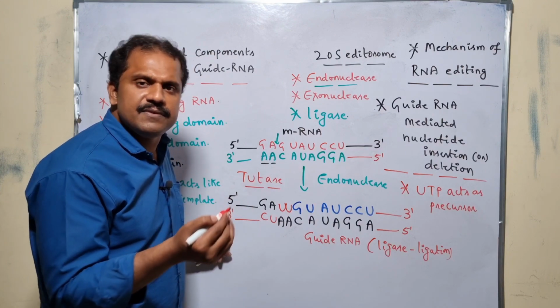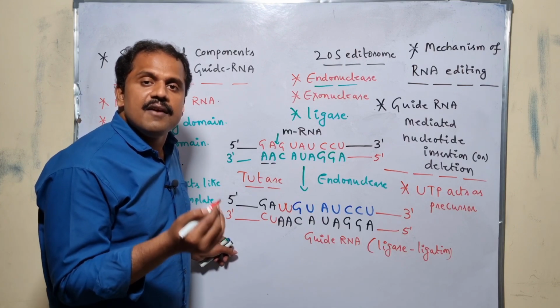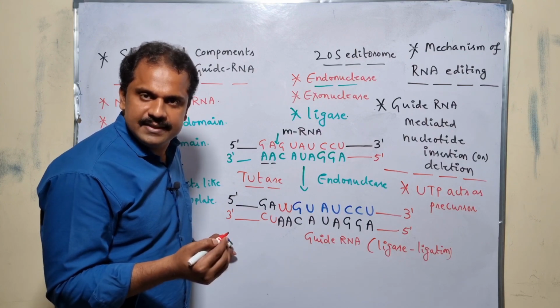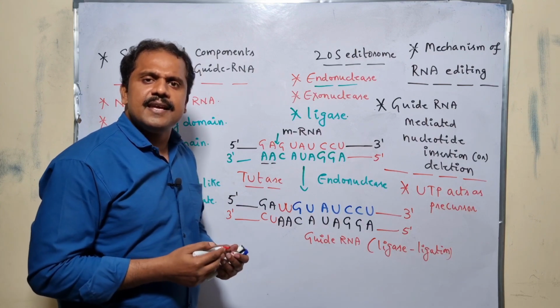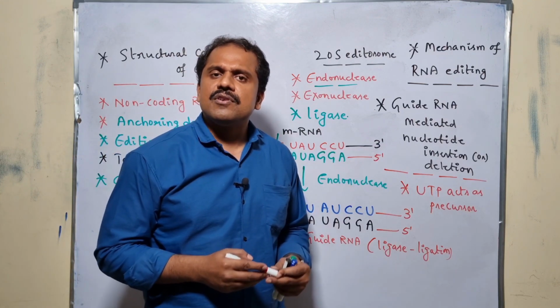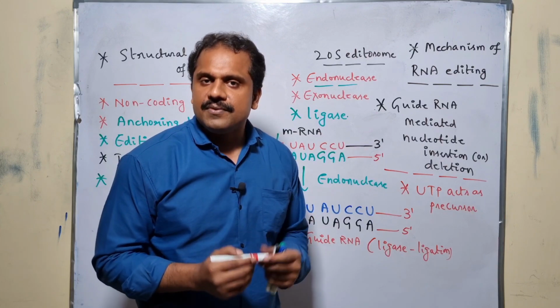So that is the reason why the specific guide RNA most commonly targets the uridine nucleotide for the successful insertion as well as deletion into the mRNA. Is it clear? So here this is regarding guide RNA mediated nucleotide insertion or deletion, which is most commonly observed in certain protozoans like Trypanosoma brucei.